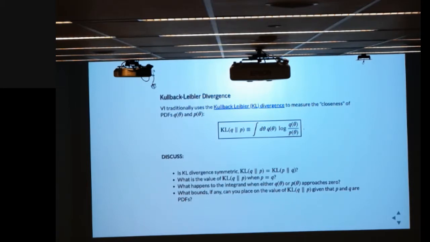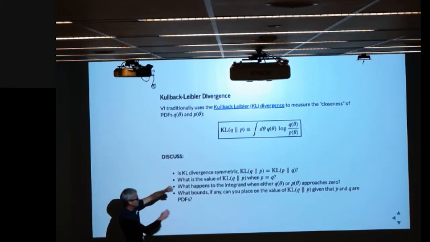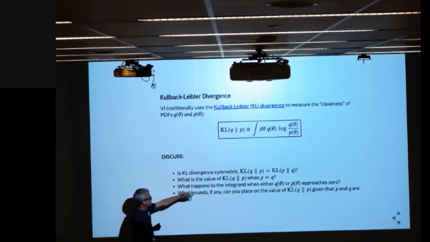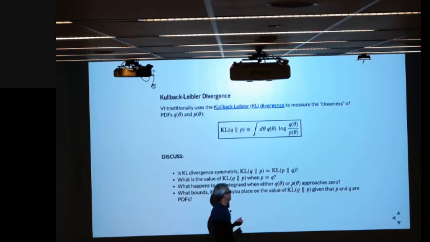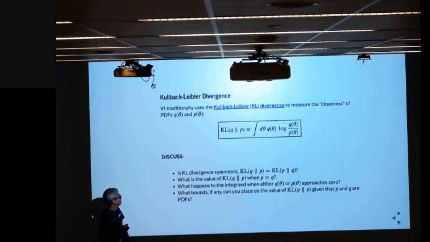So I want you, just to kind of get warmed up here, to discuss in pairs these 4 questions that I've listed here. First of all, is this thing that we've defined as a distance between Q and P symmetric in Q and P? What's the value when P is equal to Q? What happens when either one of these approaches 0 for some value of theta? And then what bounds can you put on the value of that thing? Okay, so if you're not sitting next to someone, now it's time to stretch, move over, introduce yourself, and then take a couple minutes to discuss. Just jot down some notes of your answers to these questions.